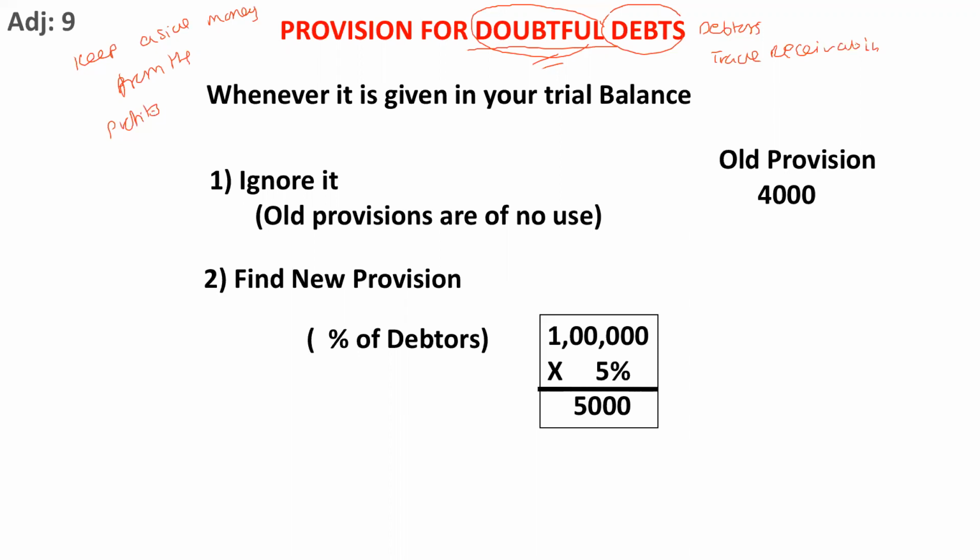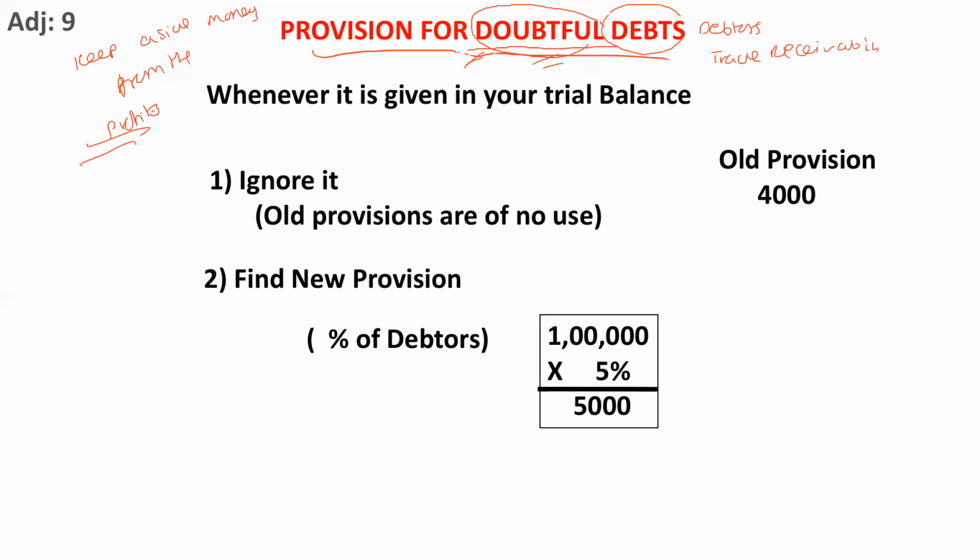You keep aside money from the profits because you see that the debtors are likely to run away, and they may not be all your debtors, but a certain percentage of your debtors. So when you have a doubt that your debtors don't pay you money, you keep aside some money out of the profits. And when you keep aside some money out of the profits because of these doubts, it is called provision for doubtful debts.